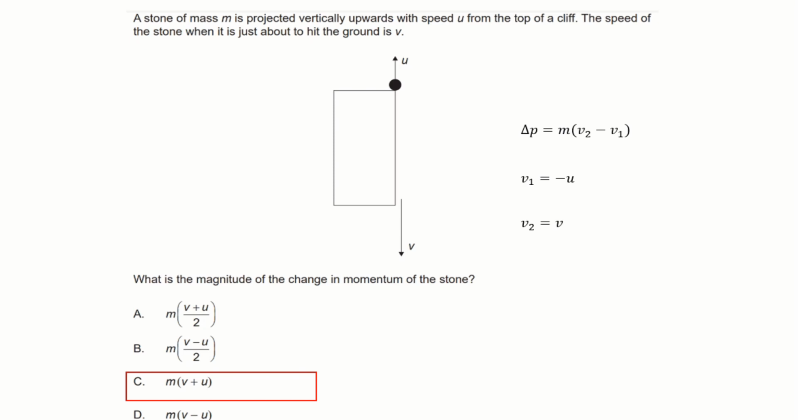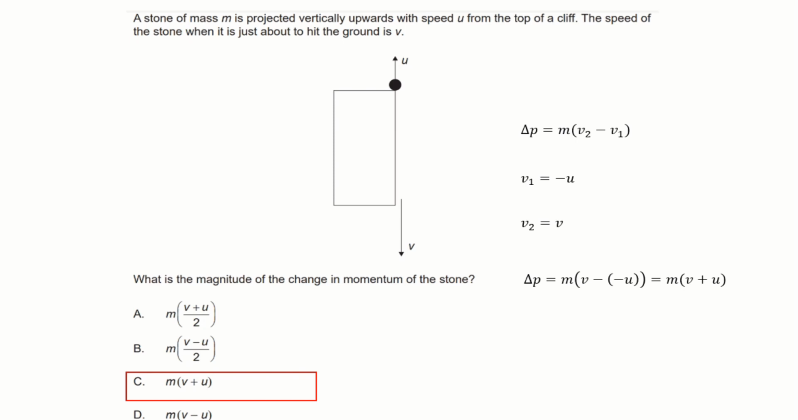What this means then is my final velocity is just v, positive v going down. Why are we doing this? Well, if we calculate our change in momentum now, we've got m times v, take away minus u, which gives me m times (v plus u). And therefore, that's our answer C.